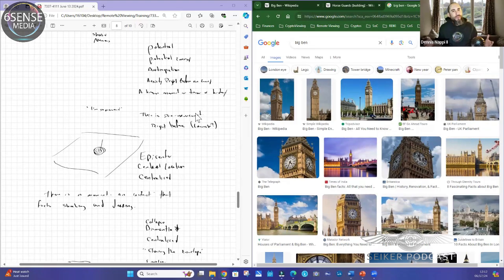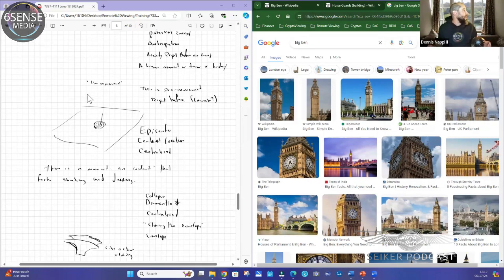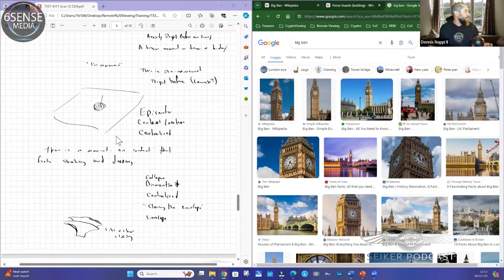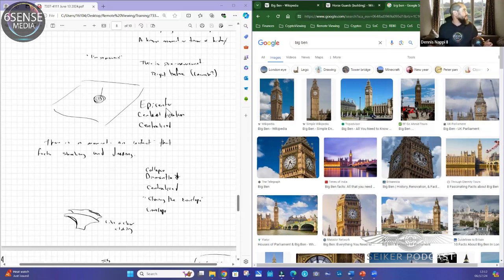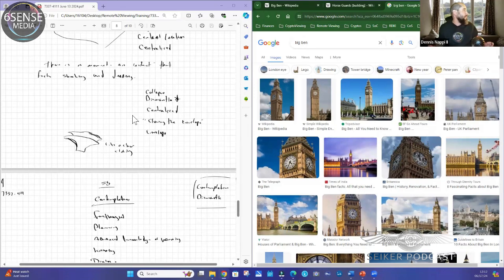Not that you're nervous, but if you're there as a tourist and you're going to be waiting for noon to hear the bell, you're going to have that feeling of anticipation. I start to go catastrophe in my mind as I'm analyzing the data in session, which just becomes noise here. But I had it as an epicenter, a central location, or a centralized. There is a moment, an instant that feels shocking and jarring. Well, that would be the dong as the bell is tolling, right? And then again, I took that and I went into destruction mode. Collapse, dismantle, centralized, closing the envelope.